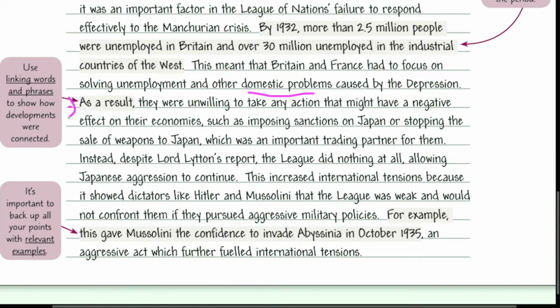For example, this gave Mussolini the confidence to invade Abyssinia in October 1935, an aggressive act which further fueled international tensions. Because the League didn't act, some countries felt confident and did something, and these things led to the huge tensions that we had in the Second World War, right?